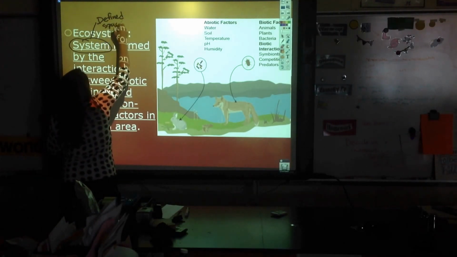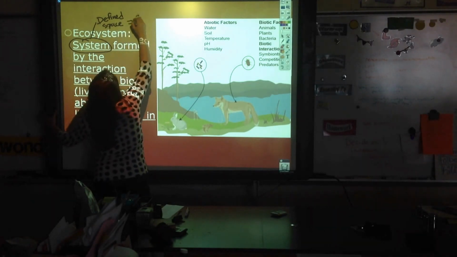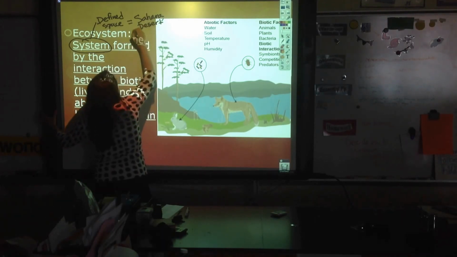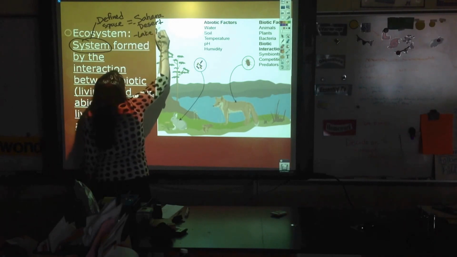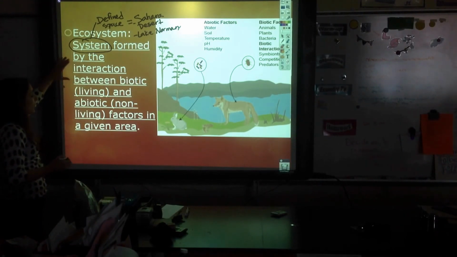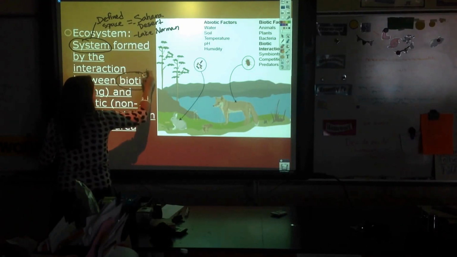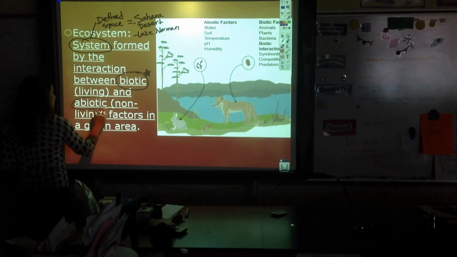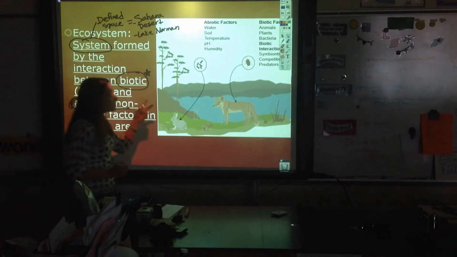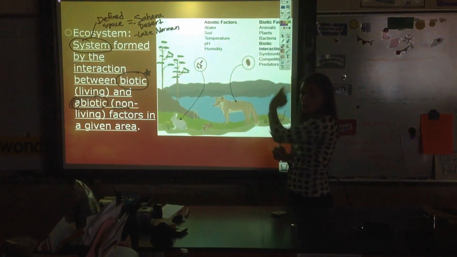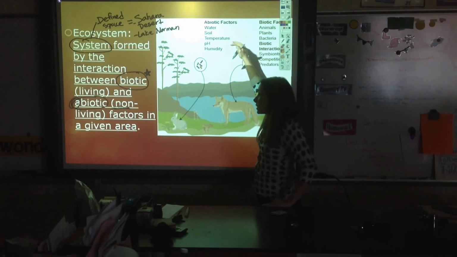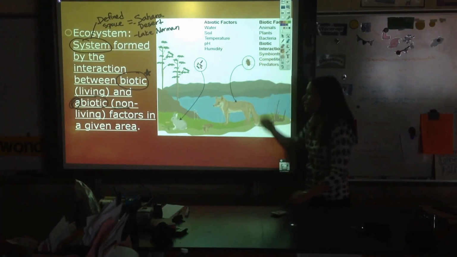space, such as the Sahara Desert, or Lake Norman. Those are what are called ecosystems, a defined area. And we see the interaction between biotic, put a star by this, those are living things, and abiotic. Remember the prefix a means not. So when we study an ecosystem, we study the living things, plants, animals, bacteria, fungi, but we also study the non-living things like water, soil, temperature, pH, humidity, and we study how they interact.